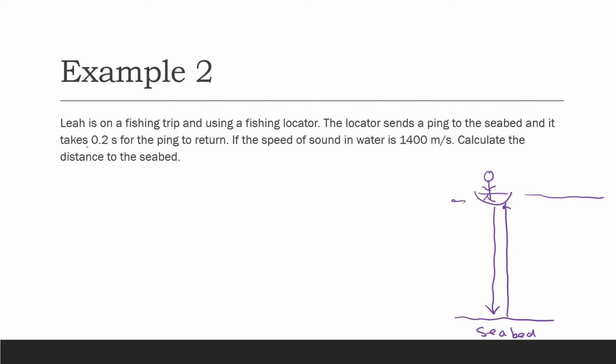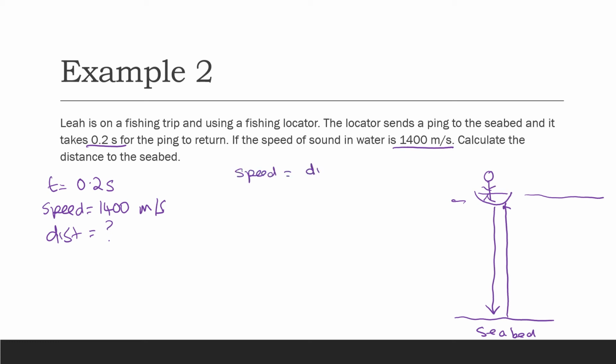So it takes 0.2 of a second. So time is 0.2 of a second. The speed of sound in water is 1400 meters per second. And we don't know the distance. Write the formula. Speed is equal to distance on time. So the speed was 1400. Don't know the distance, but we know the time is 0.2.